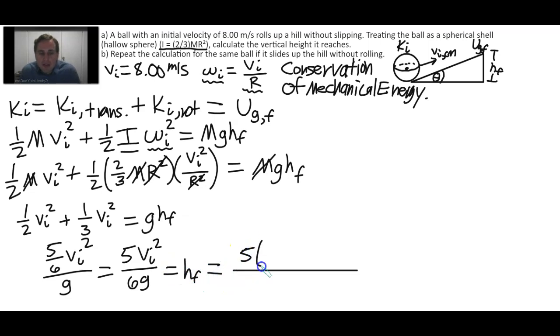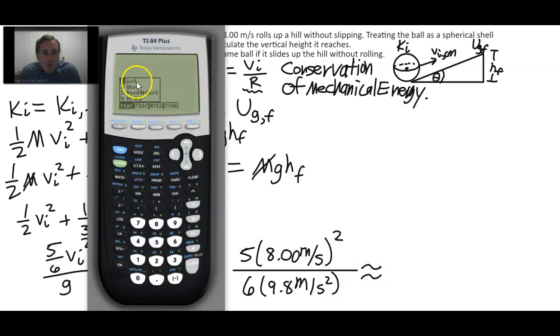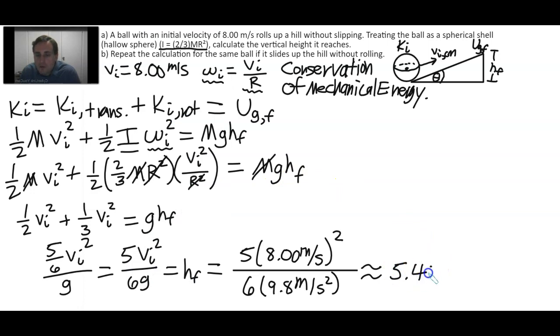So let's put those numbers in. We need 5 times the initial velocity of 8.00 meters per second, and we square that, and we divide that by 6 times the gravitational constant, 9.8 meters per second squared. Let's get this value approximately. Let's go 5 times 8 squared, and we'll divide that by 6 times 9.8. This should be 5.44, and that's meters. Let's write this down. 5.44 meters. Okay, so this solves part A.